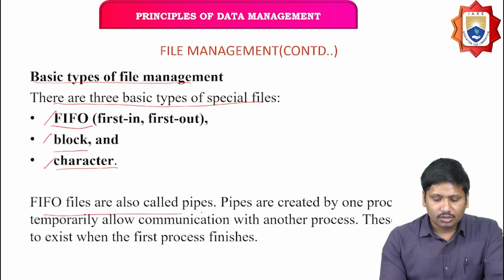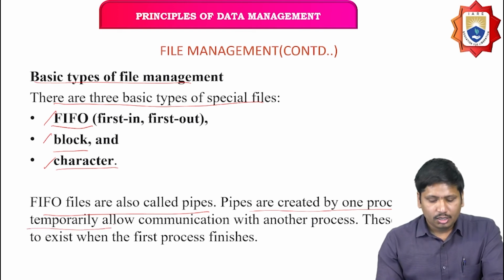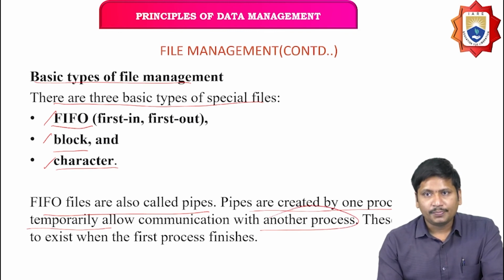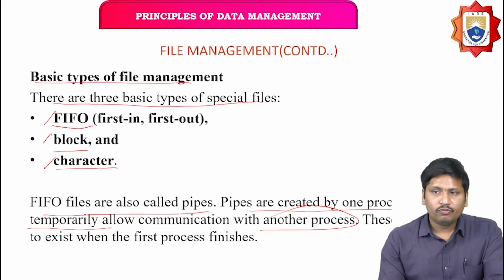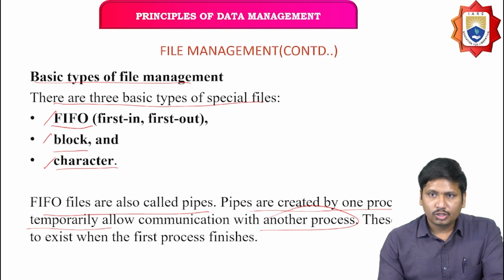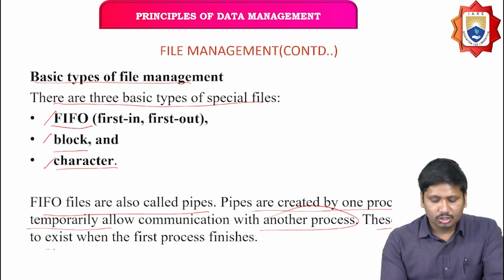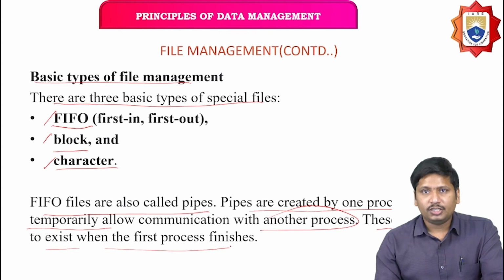FIFO files are called pipes, and these pipes are created by one process to temporarily allow communication with another process. Actually, these FIFO files are normally called pipes, and these pipes allow one process to move from one place to another through proper communication, and these files cease to exist whenever the process finishes.